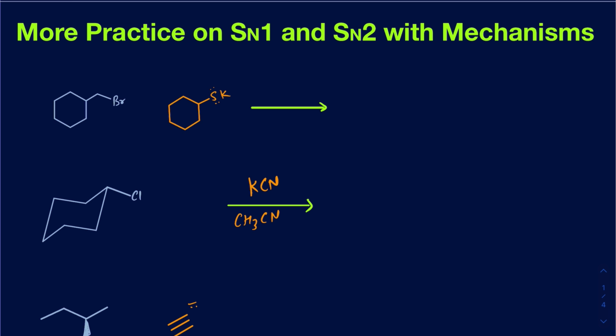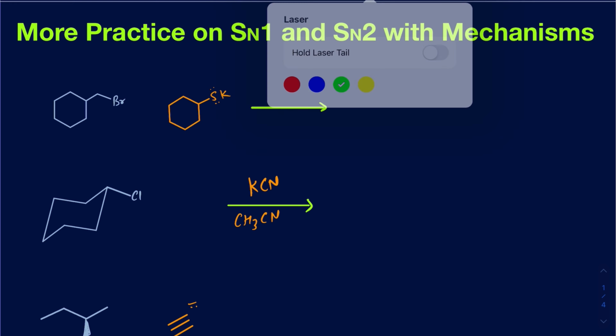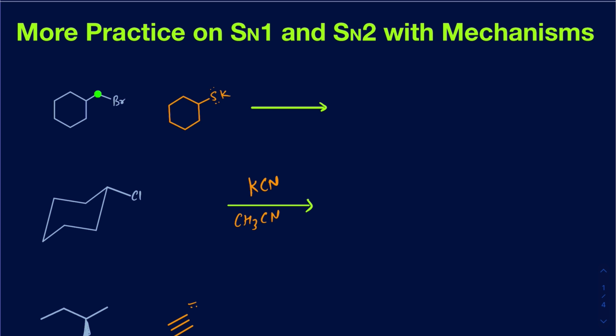In the first example, the very first thing you want to do is identify your alkyl halide and your nucleophile. This particular alkyl halide is going to be a primary alkyl halide, since that carbon right there has only one other carbon attached. If you have a primary alkyl halide, it would only do an SN2 type reaction. It's not going to do an SN1 reaction.